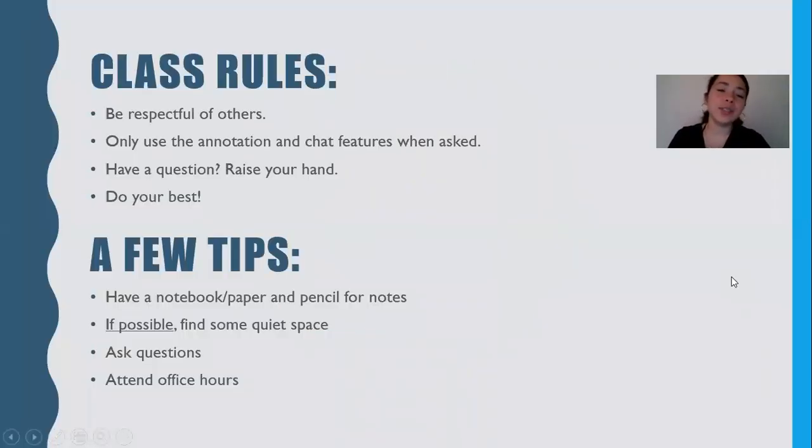So a few class rules. Let's make sure to be respectful of others. Only use the annotation and chat features when asked. If you have a question, go ahead and raise your hand. You can raise it on the screen just like this, or if not, where it says participants on your screen. If you click on that, you'll be able to select the raise hand feature. And as always, do your best.